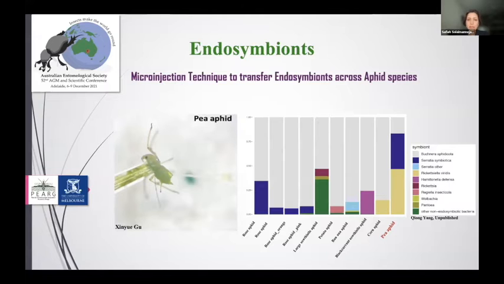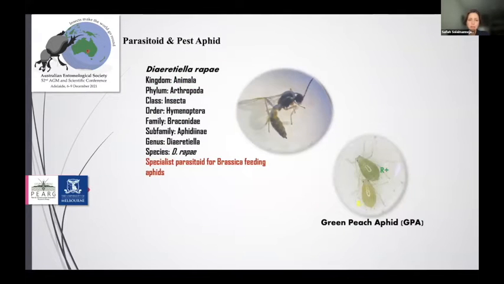One of the techniques to transfer endosymbionts across aphid species is using microinjection. In Australia, we have found that the pea aphid, Acyrthosiphon pisum, harbors Rickettsia viridis. So we use this as a donor species and then inject the hemolymph of the pea aphid into the 3 target species: the GPA, Russian wheat aphid, and oat aphid. And then when we got to the stable line, we started to do the parasitism experiment.